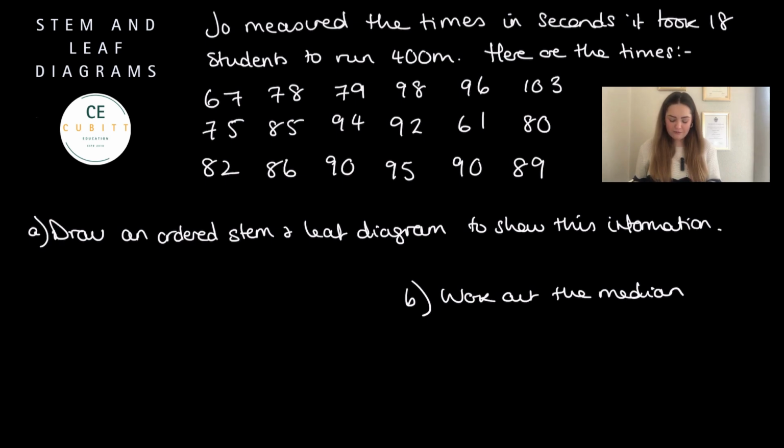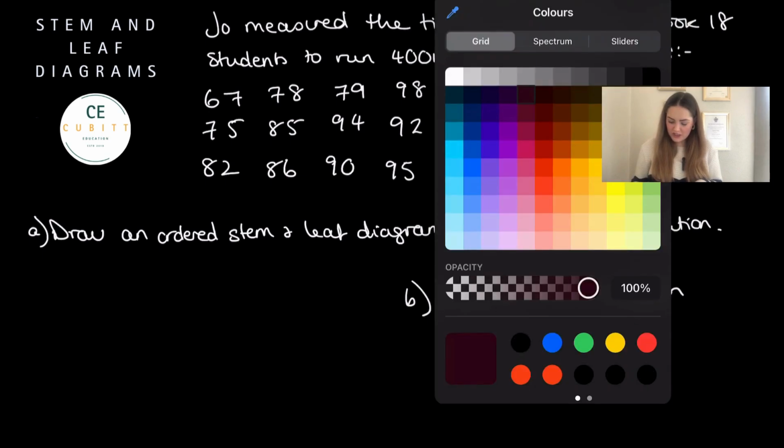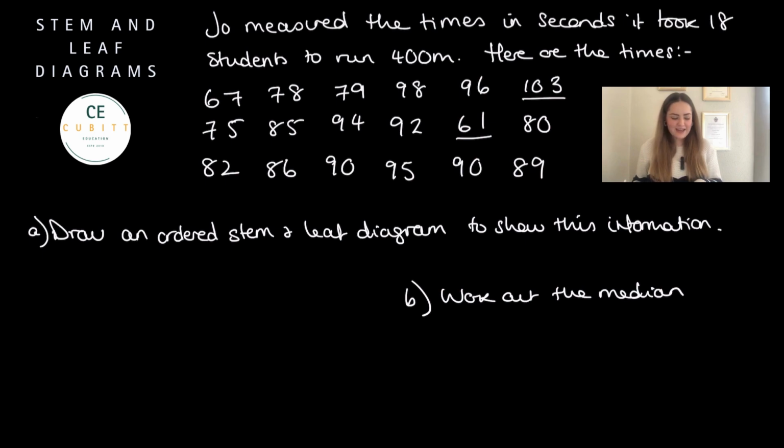Here are the times. So we've got anywhere between 61, I think is the smallest value here, up to 103, which is our largest value, okay? So what we need to do here is, because our smallest value is 61, we actually just need to start our stem and leaf diagram at 6. And our largest is 103, so we can go up to 10 there, okay? Because I've got 100, I've got 10, lots of 10, okay?